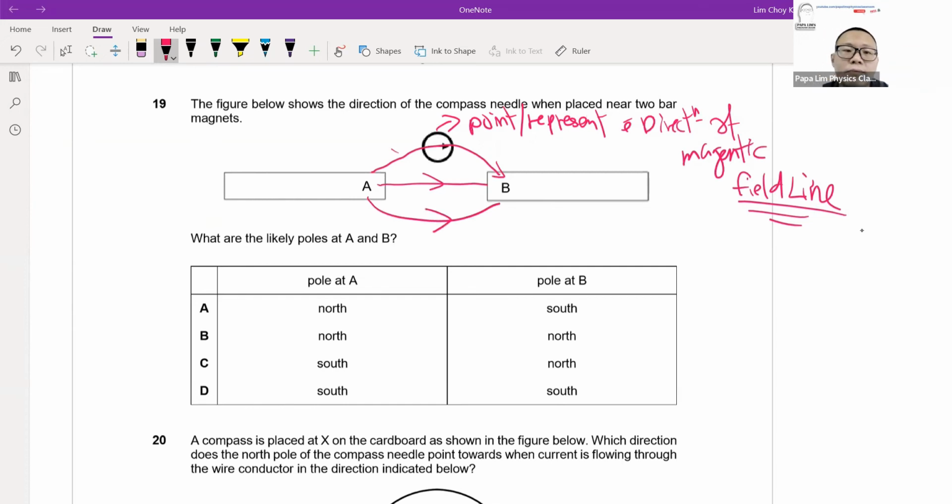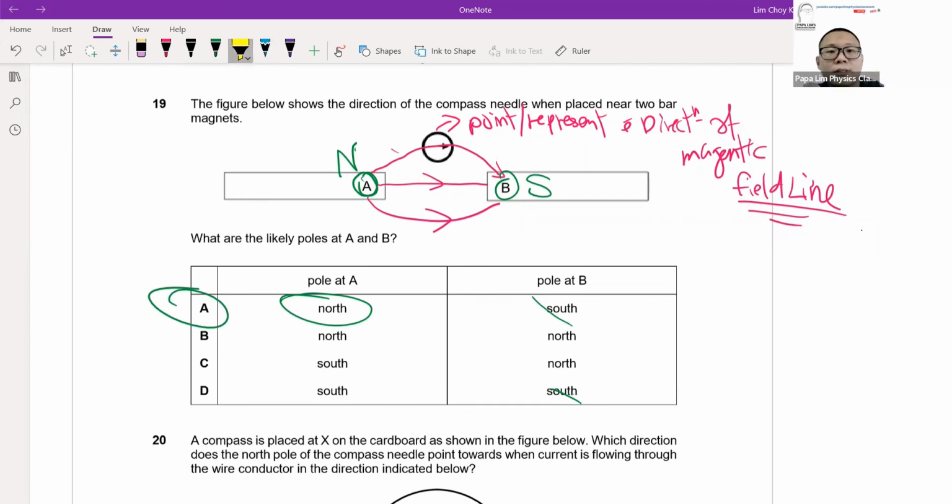And if you know it's from A to B, and we always know that field lines come from north, effectively, with the field line drawing, I can deduce A is north, and likewise, B will be south. So A is north, B is south, only this answer. So question 19 will be A. Take note of this.